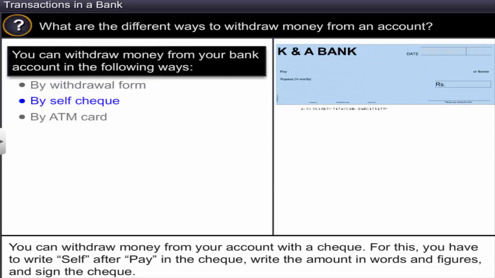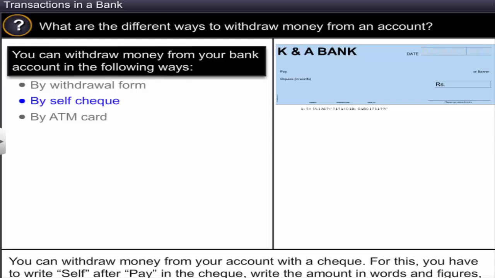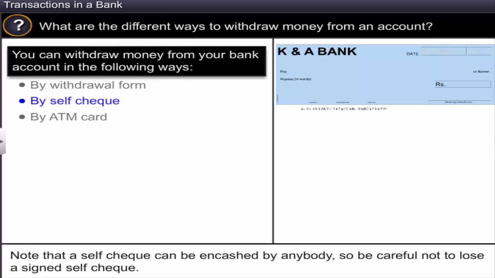A bank provides a checkbook to account holders. When you want to withdraw money, you have to fill up a check. You have to write self after pay in the check, write the amount that has to be withdrawn in words and figures, and sign the check. Note that a self-check can be encashed by anybody, so be careful not to lose a signed self-check.